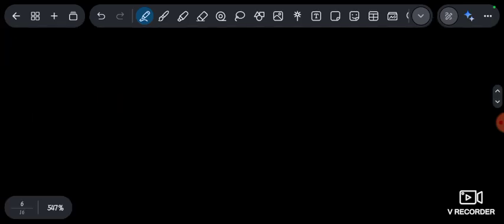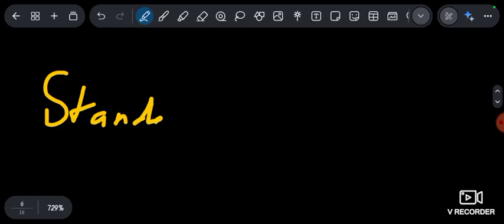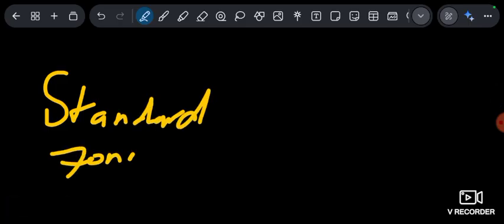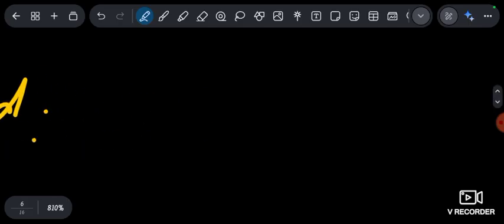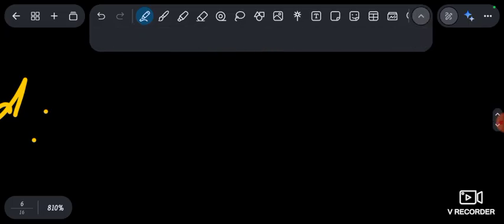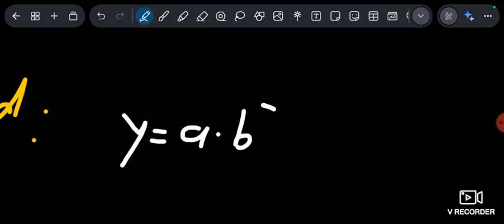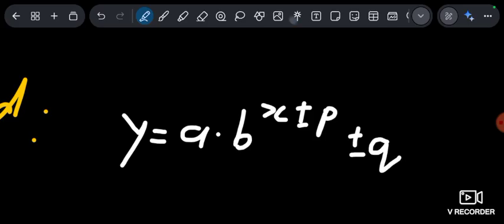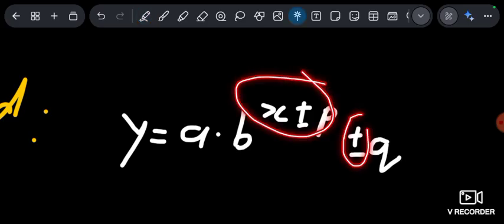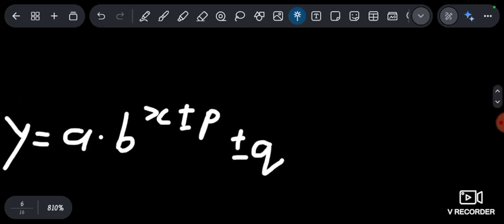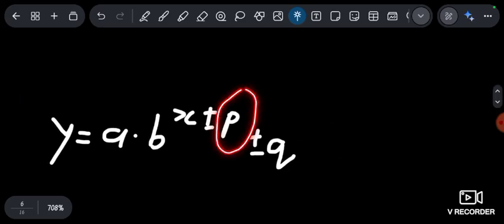Now, like any other function, we should have what we call a standard form. The standard form that you have for a straight line, a parabola, a hyperbola, is different also with an exponential. The exponential will have a standard form that goes like this: y is equal to a multiplied by b to the power x plus or minus p, plus or minus q. I use plus or minus because it's not always the same, right? But I want you to remember this one thing. You remember p and q.